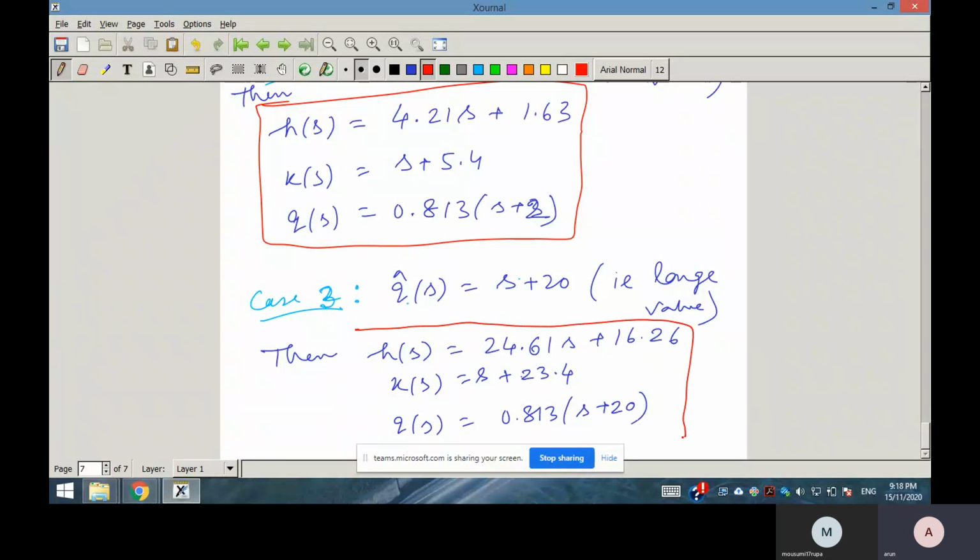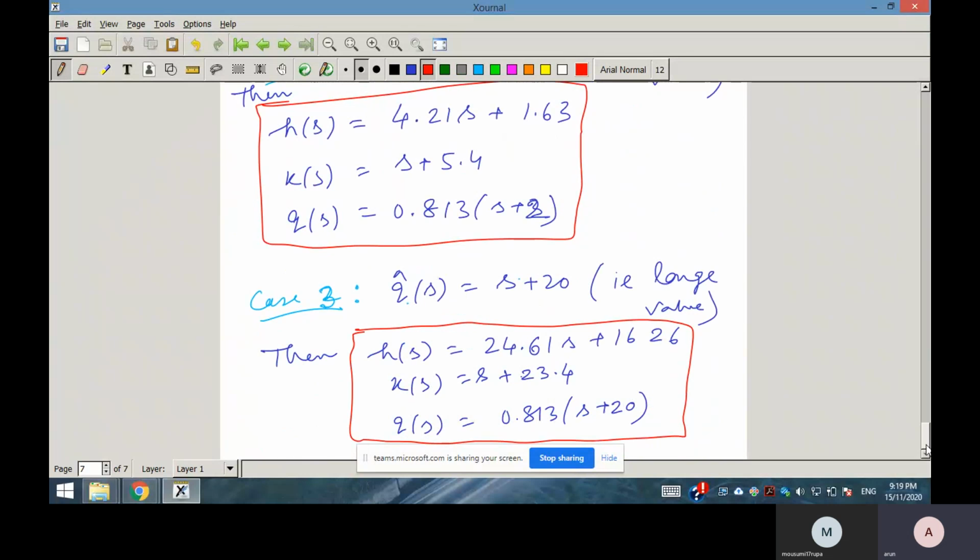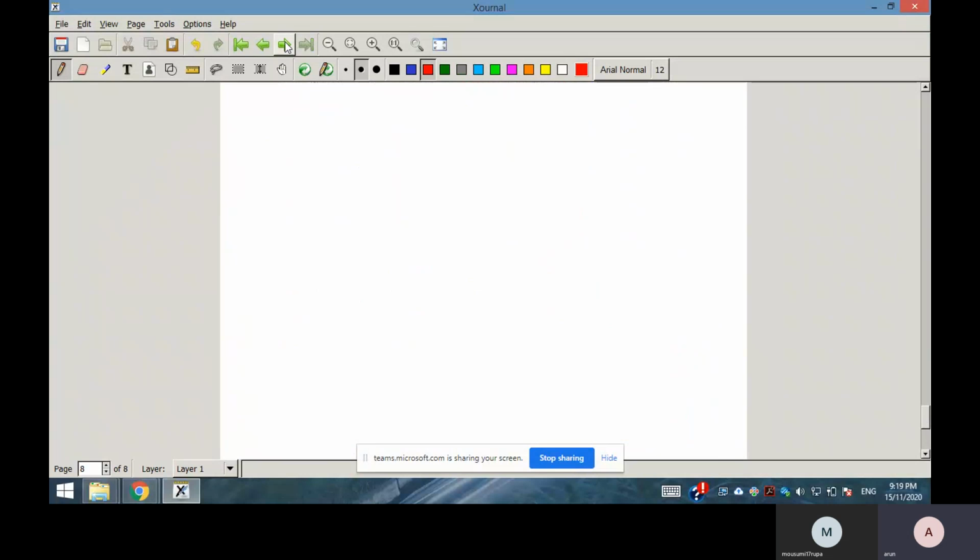So what will be the impact? Which one will you ultimately choose for a practical system? To know that, we'll have some plots, then we'll understand and ultimately conclude which Q hat we'll choose, whether this low value of Q hat, medium value of Q hat or high value of Q hat, and what will be the impact. So first I will go to the next page. I have run the closed loop system in MATLAB and got some plots, and I will try to attach those plots here.